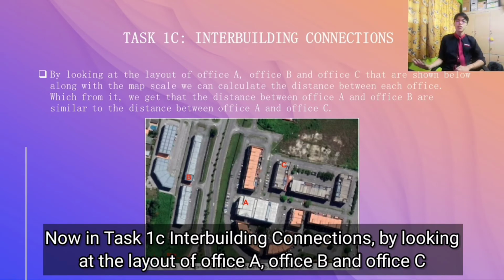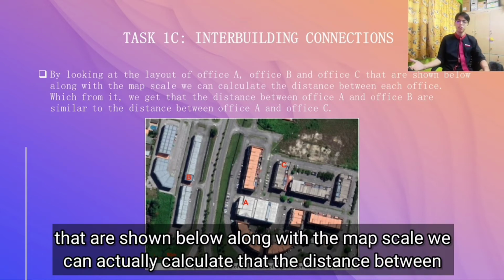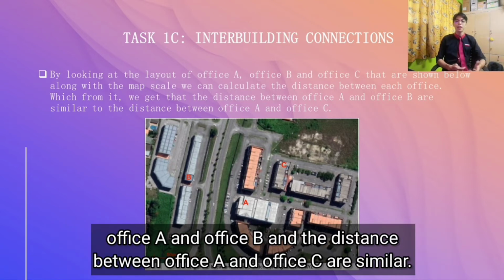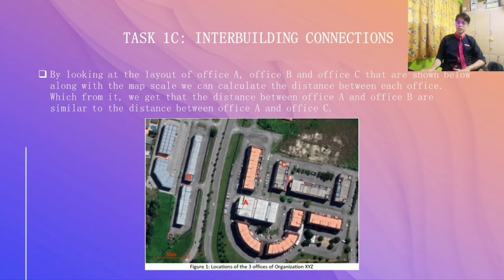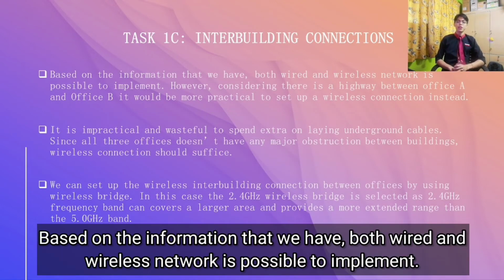Now in Task 1C, inter-building connections, by looking at the layout of Office A, Office B, and Office C that are shown below, along with the map scale, we can actually calculate that the distance between Office A and Office B and the distance between Office A and Office C are similar. So based on the information that we have, both wired and wireless networks are possible to implement.